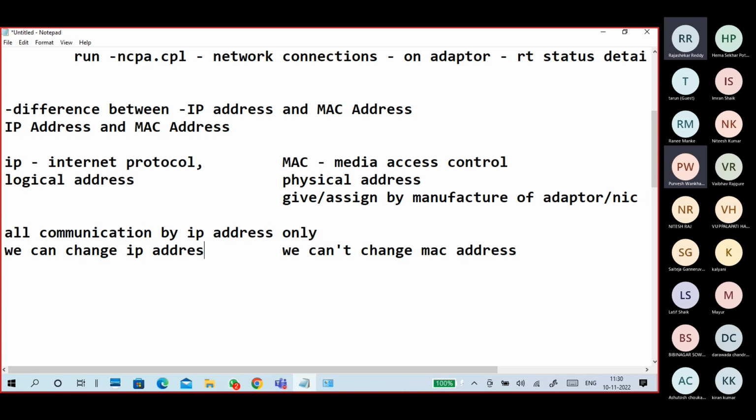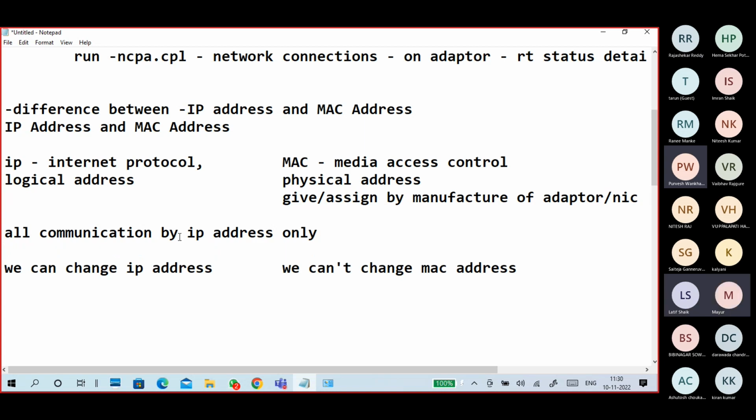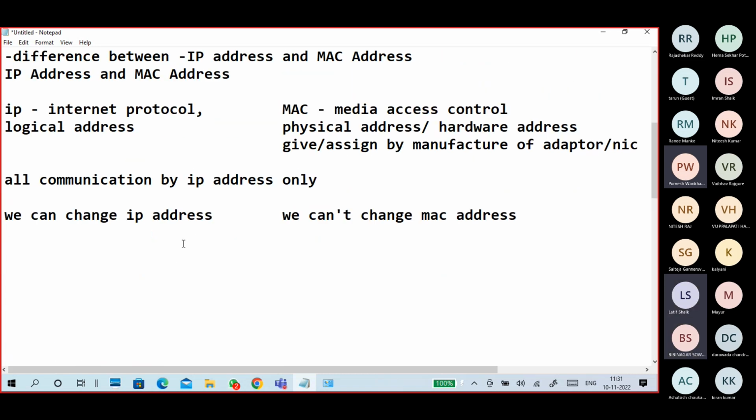IP address is a software and logical address, whereas MAC address is a hardware and physical address. IP address can be used for broadcasting or multicasting, unicast, multicast, broadcast, while MAC address can be used only for broadcasting. IP address can change according to networks. We can change an IP address, and when the network changes, the IP address changes.